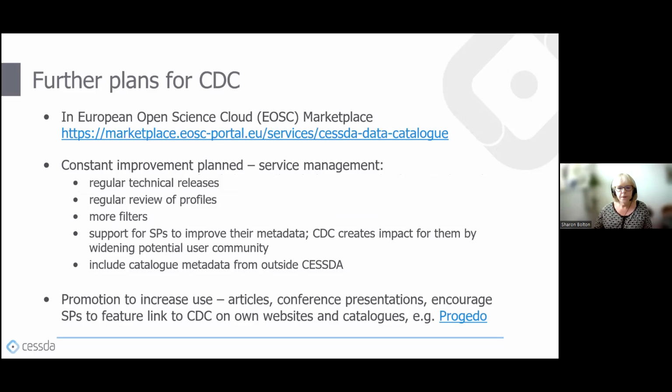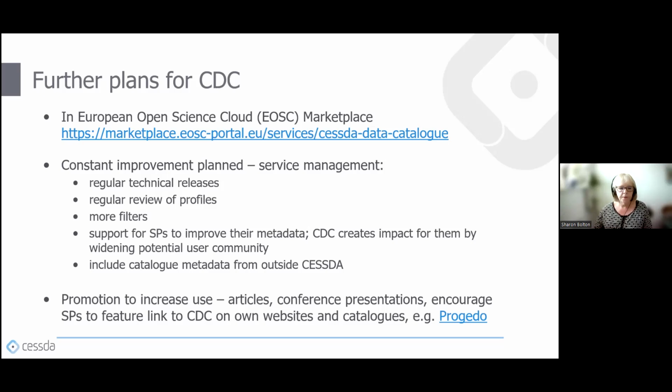So looking a bit further ahead into the future, once the access filter is added, the CDC is currently available in the European Open Science Cloud Marketplace, as well as on the CESSDA website. And the CDC team are also taking an approach of constant improvement to manage the service well. There's a program of regular technical releases. I think one is just about to be made very soon. There's a regular review of the DDI profiles as well.